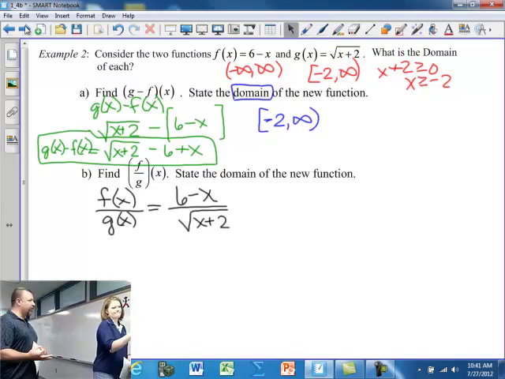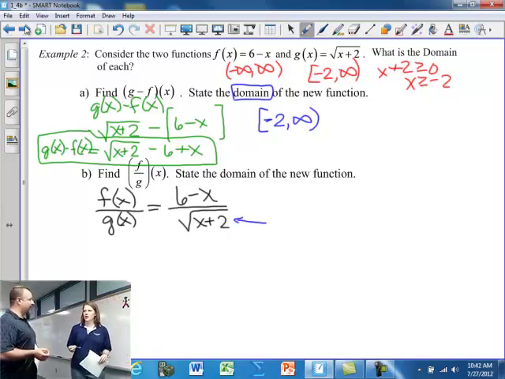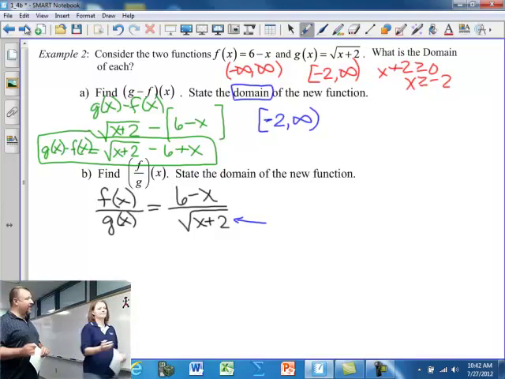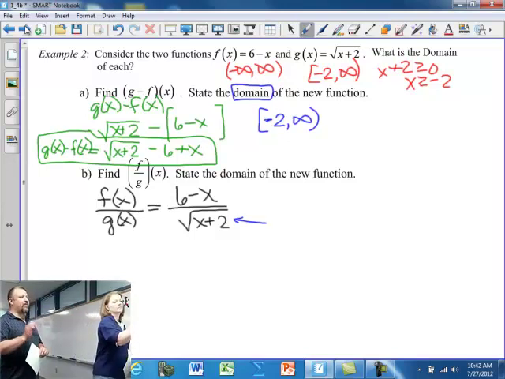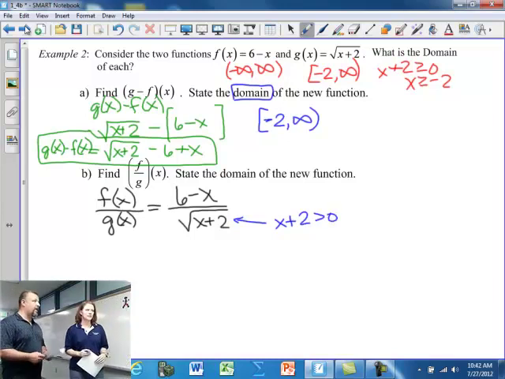Basically, we're going to do the same idea. We start with our 3 rules, except this time, our square root is in the denominator. Oh, but we can't divide by 0. No dividing by 0. So not only does x plus 2 have to be bigger than 0, but it can't be equal to 0 because it's in the denominator and not the numerator.